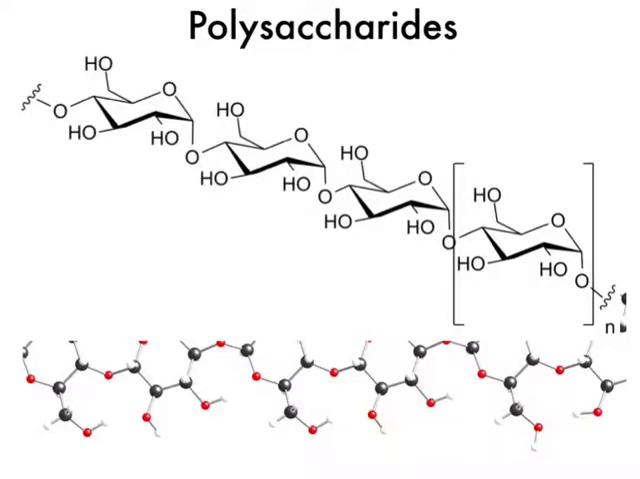And that brings us to a conversation about polysaccharides. So here we have two polysaccharides. This one is called starch, which has a scientific name of amylose.